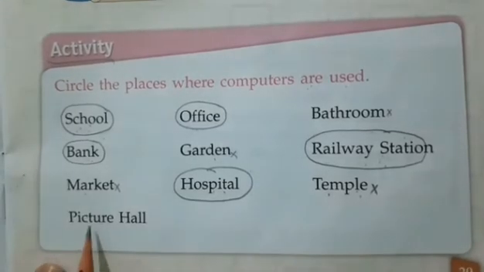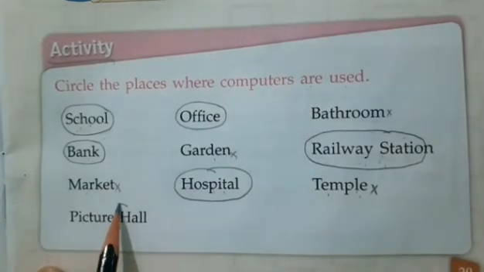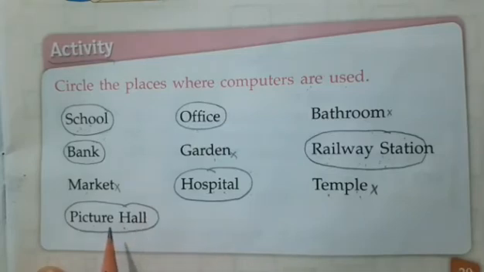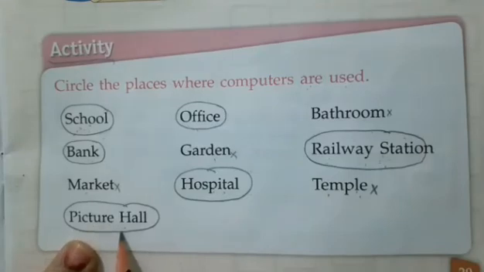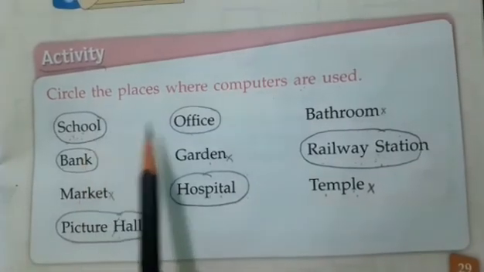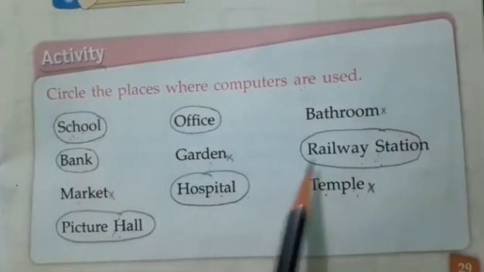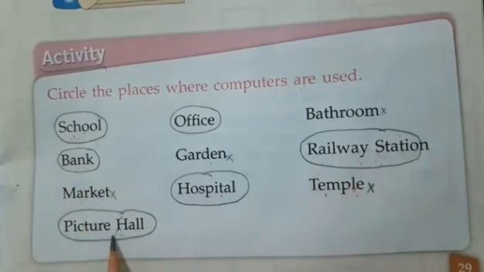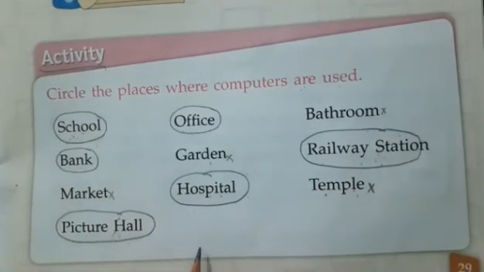Okay. Now come to picture hall. Yes, a computer is used in picture hall. Why do we use a computer over there? Yes, if you want to book a ticket for a film, or if you want to keep the information of the people who have booked the tickets, so for this purpose we use computers over there. So these are the places where computers are used. Here I have circled those places. Okay, this is how you have to circle it on your book.